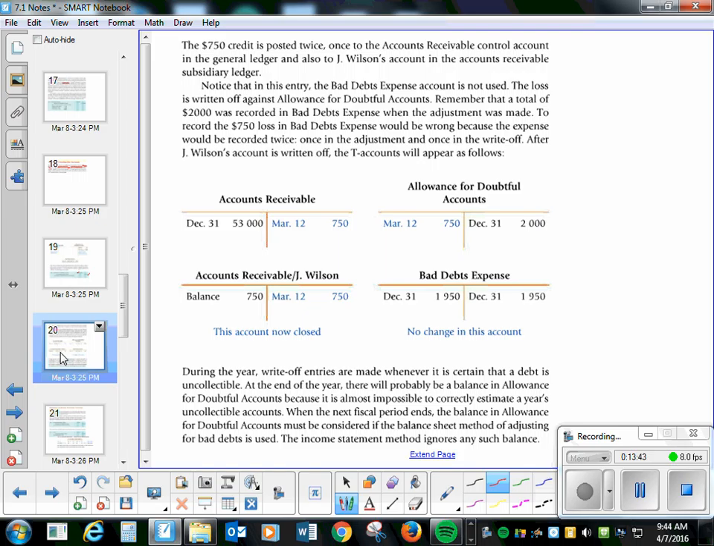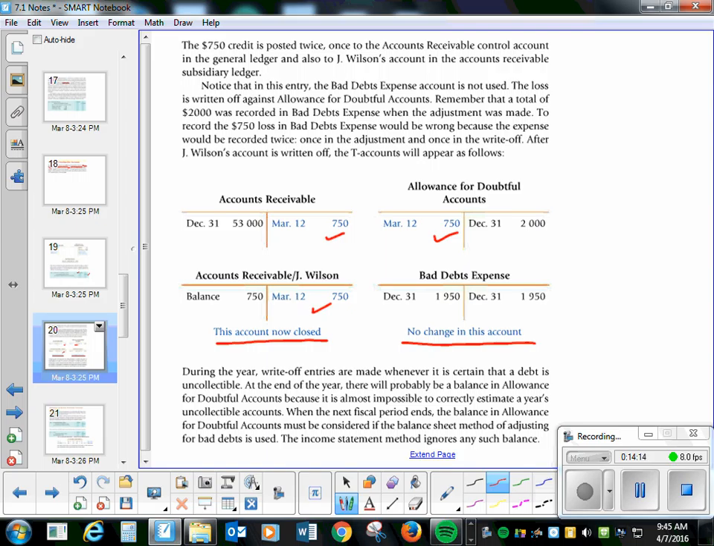After J. Wilson's account is written off, the T accounts would appear as follows. A credit to accounts receivable, a debit to allowance for doubtful accounts, and a credit to J. Wilson, and you notice that the account is now closed and we didn't do anything to the bad debts expense. During the year, write-off entries are made whenever it is certain that a debt is uncollectible.